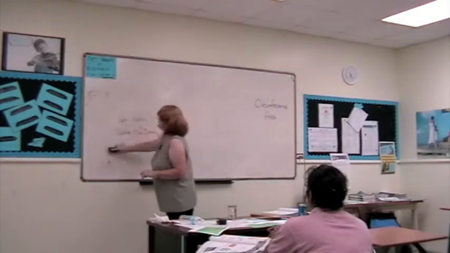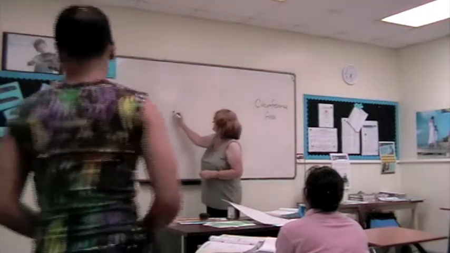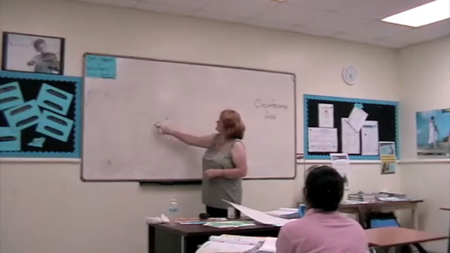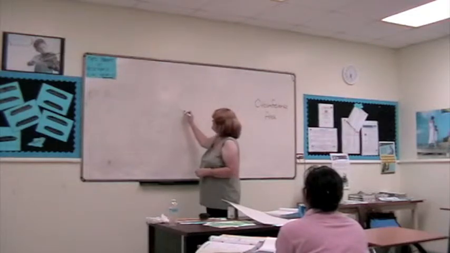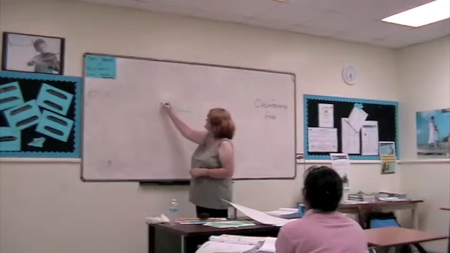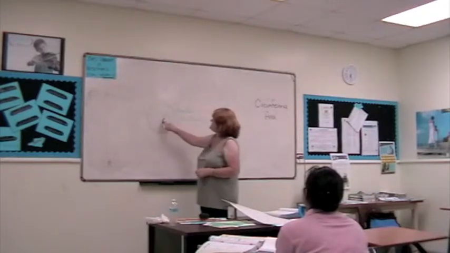It's a shortcut. So here's my center, and I'm going to draw a straight line through the center. That's the diameter. This is the diameter. So the distance around it is called the what? Circumference. The middle point is called the center.